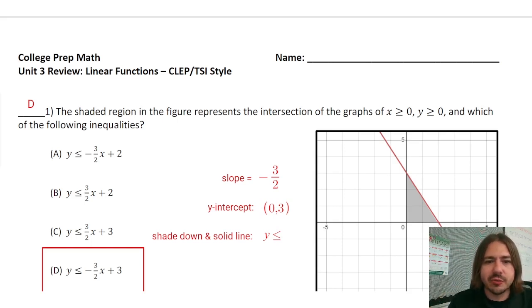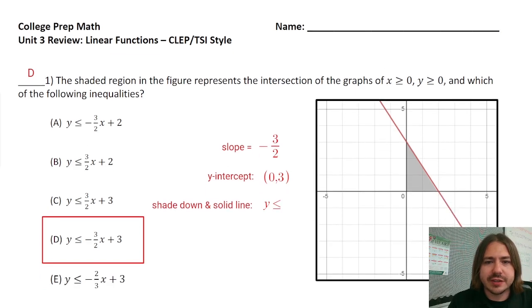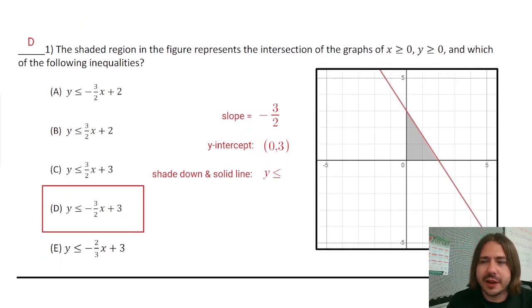Number 1 says the shaded region in the figure represents the intersection of the graphs of x is greater than or equal to 0, y is greater than or equal to 0, and which of the following inequalities? The first thing is to identify which line you're actually looking for. X is greater than 0 is going to be a vertical line, which I'll show you here. It's going to be this vertical line that basically is the y-axis. And since it says x is greater than or equal to 0, we should be shading to the right. So I'm just going to draw a little arrow here to show that we're shading to the right.